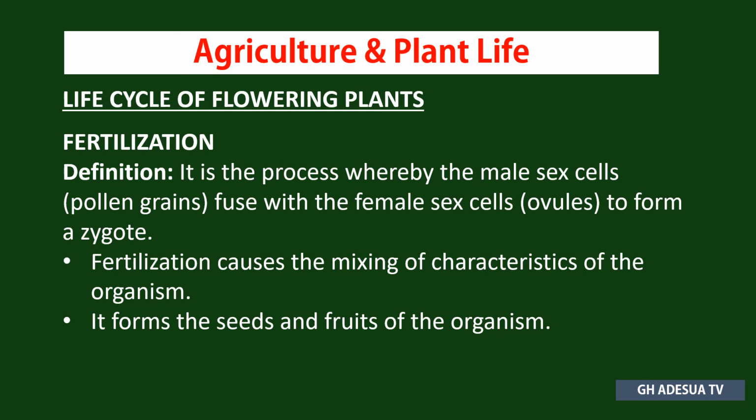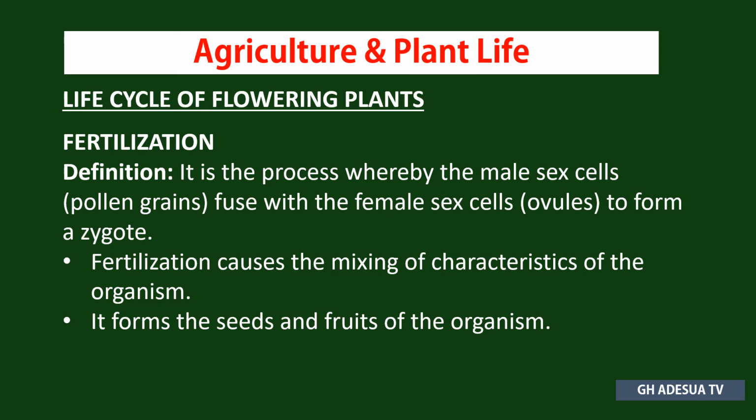Now we look at fertilization. By definition, it's a process whereby the male sex cells fuse with the female sex cells to form a zygote. So that is a broad definition. But specific to plants, we are saying that it's where the male sex cells, or pollen grains, fuse with the female sex cells, or ovules, to form a zygote.